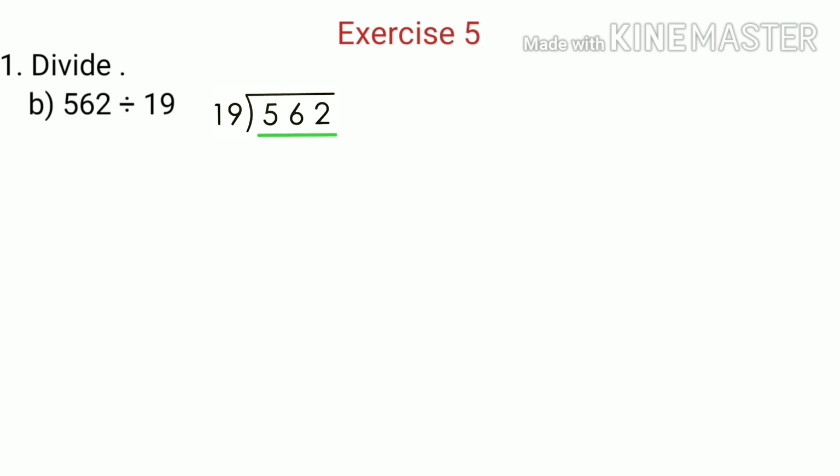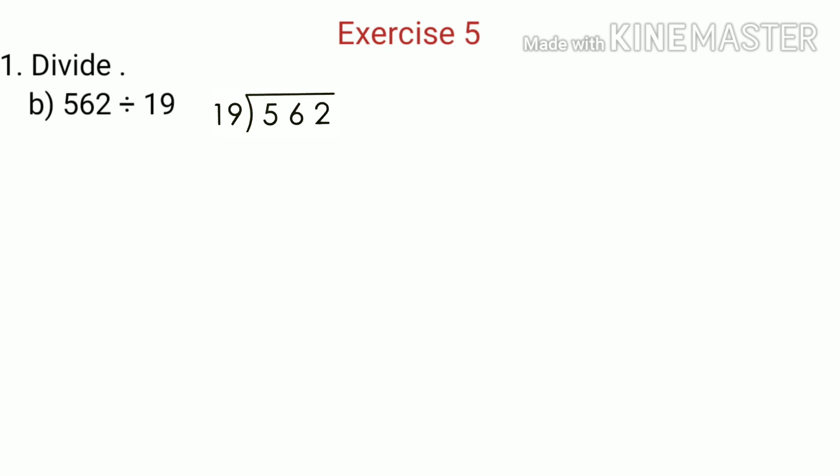Here 562 is the dividend and 19 is the divisor. To carry out the division, we first compare the leftmost two digits of the dividend with the divisor because the divisor has two digits. So we compare 56 and 19. 56 is greater than 19, so the next step is to divide 56 by 19.